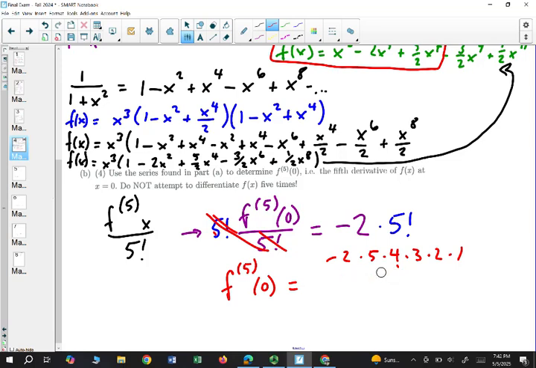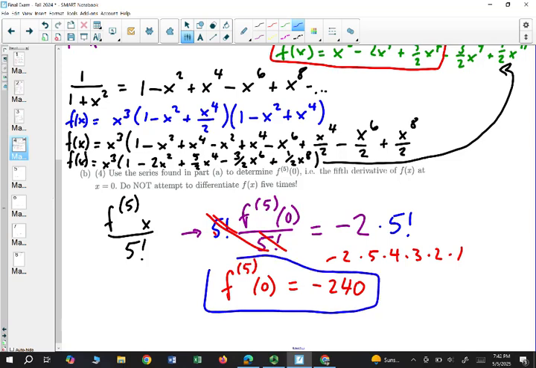Okay, so I'm just going to erase that. So our fifth derivative of f of x at x equals 0 would be -240. Okay, and so that's the end of our second part.